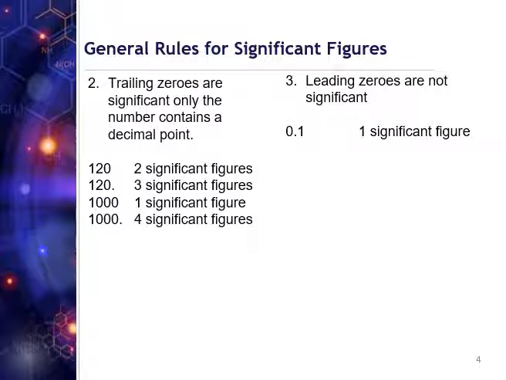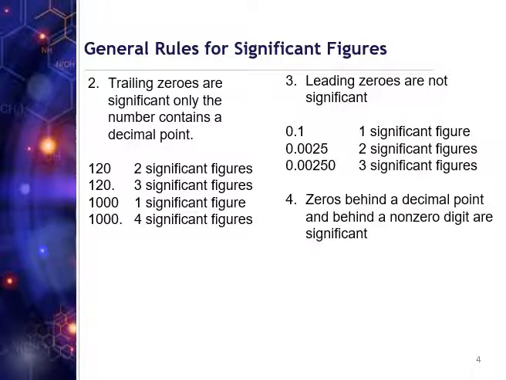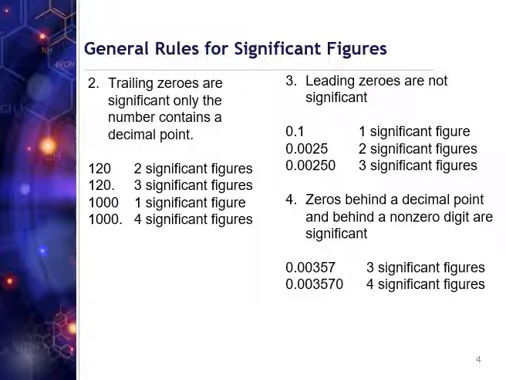0.1, 1 significant figure, the 0 is just there to hold place value. 0.0025, 2 significant figures. The zeros are there just to hold place value. 0.00250 has 3 significant figures because the last 0 is behind a non-zero digit and behind a decimal point. 0.00357 has 3 significant figures. 0.003570 has 4 significant figures. The final 0 is behind the decimal point and behind a non-zero digit.